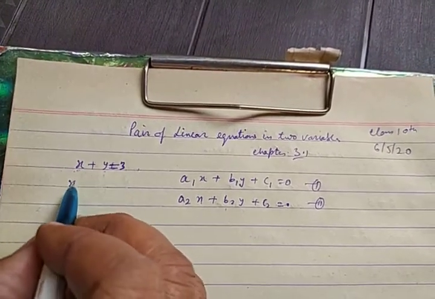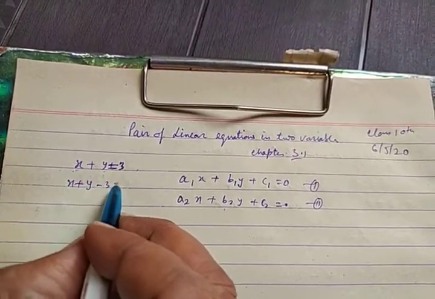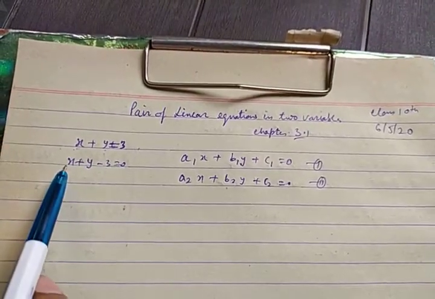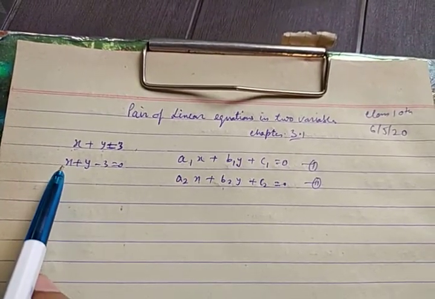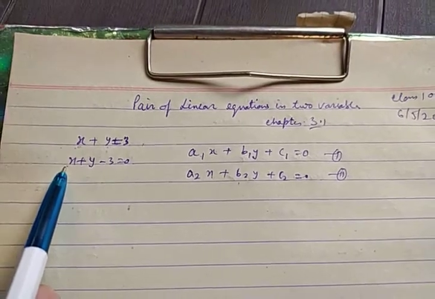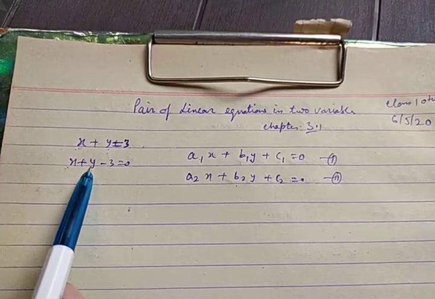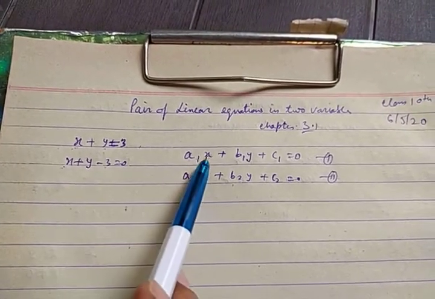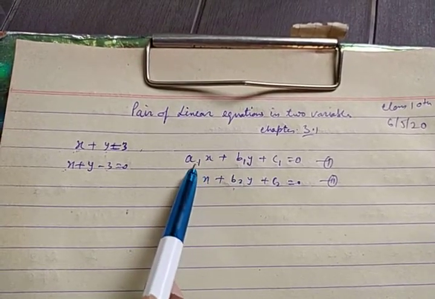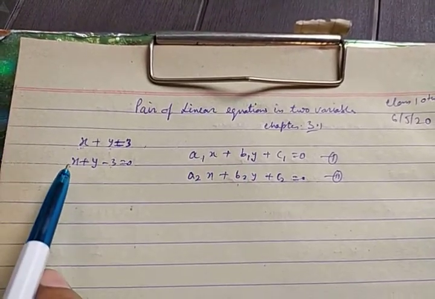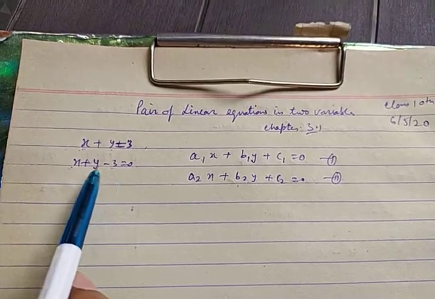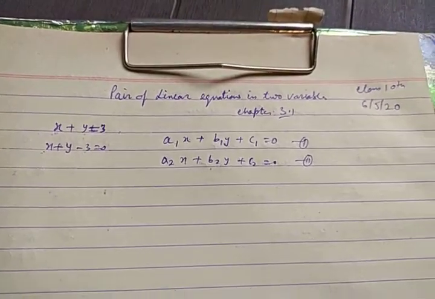I have written it like this. In the standard form this will be written as x plus y minus 3 is equal to 0. If you compare this and this equation, the value of a will be 1, the value of b will be 1, the value of c will be minus 3. Because the multipliers of x and y would be a and b, the multiplier of x is 1, of y is 1, and the constant term is minus 3.